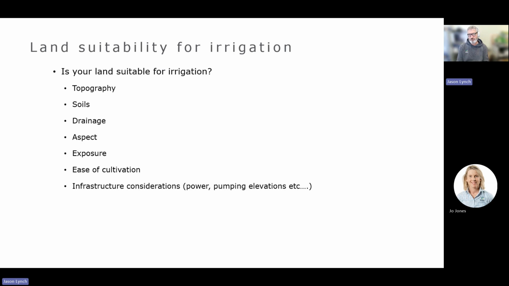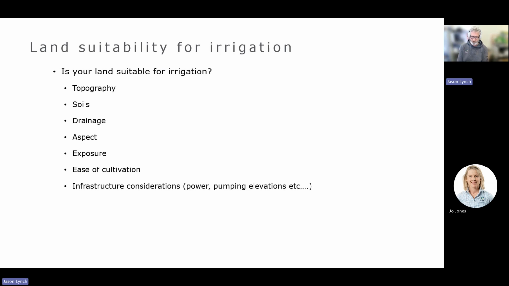What about ease of cultivation? So this feeds back into the soils, but are these soils easy to cultivate? But also understanding what sort of methods of cultivation we might use. Can we or are we required to do just surface cultivation with disc, etc., or do we need to do some sort of deeper cultivation in there?